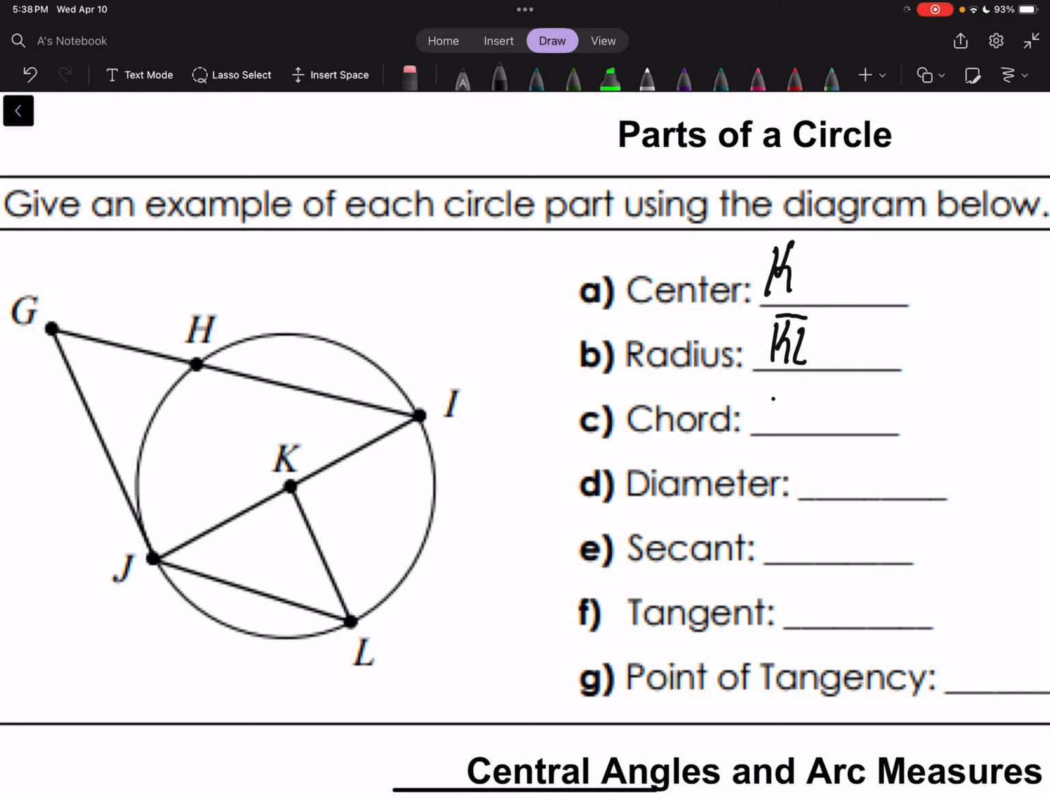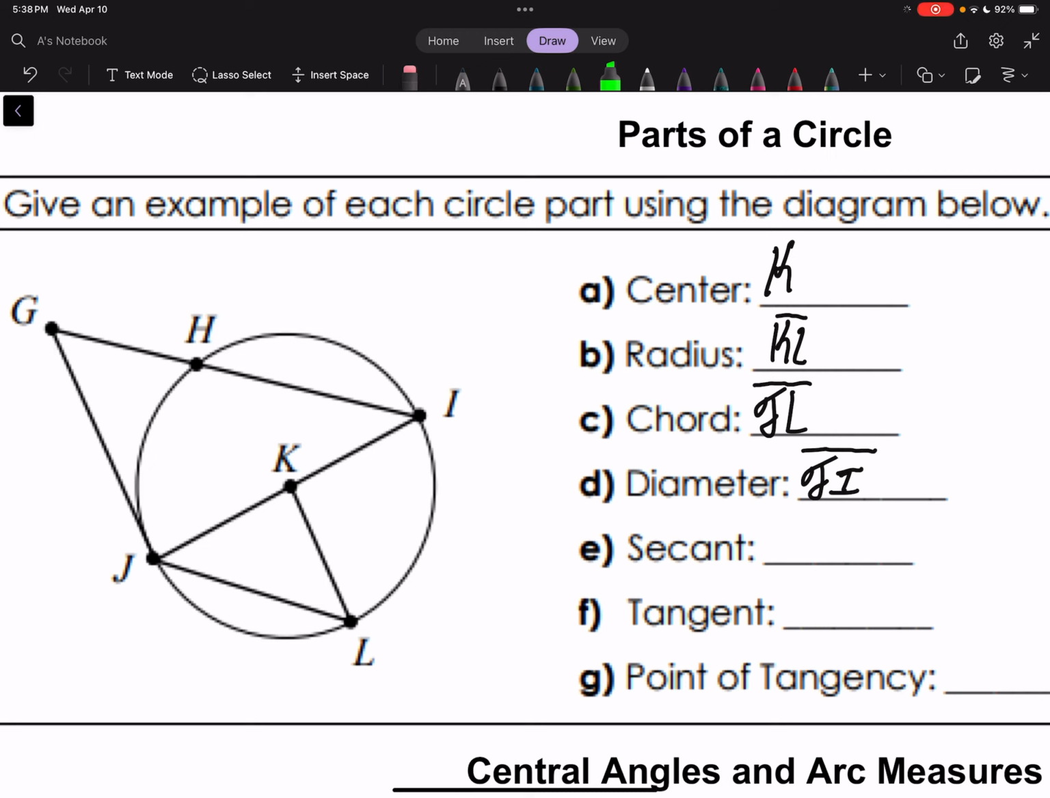JL, I'm going to come back to that. Give me 1 second. Your diameter is JI, as it goes all the way through the circle. Take a moment. I want you to think about the difference between the chord JL and the diameter JI.